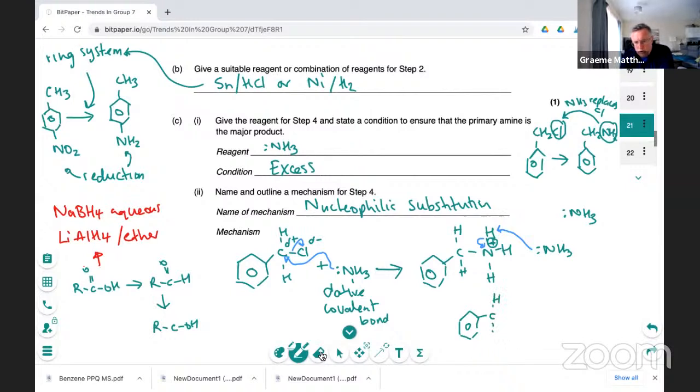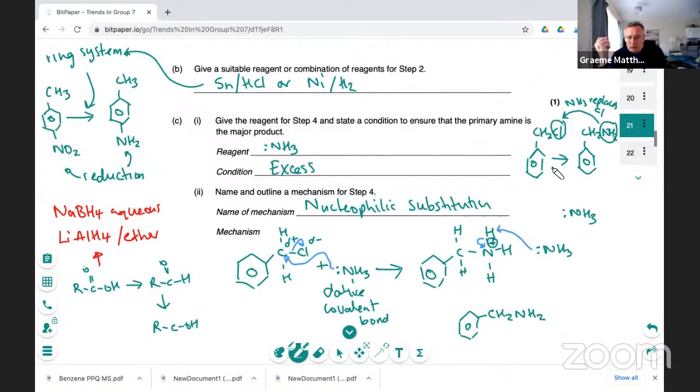In fact, I can just draw this out now like a CH2, like this. CH2, NH2 like this, which is what they said happened in step 4.